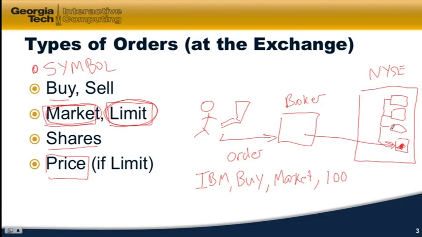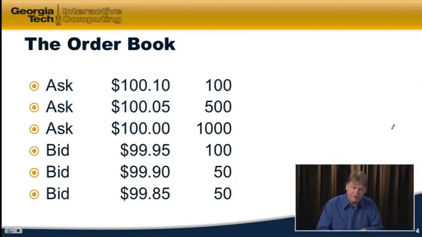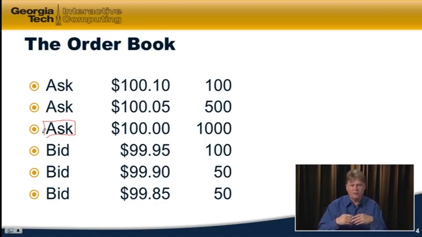So let's look in a little more detail on how that happens. There's this important concept called an order book, and you can think of it like a big blackboard at the exchange where people post how many shares they want to buy or sell and at what price. So the ask prices represent what people would like to sell their shares for, and the bid prices are what people are willing to pay for the shares.